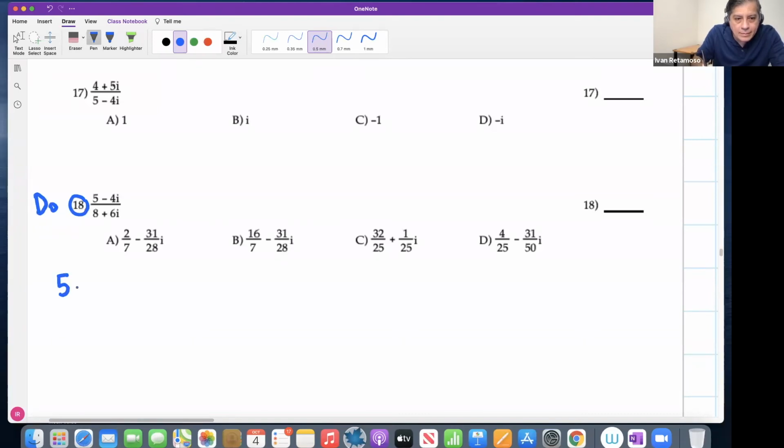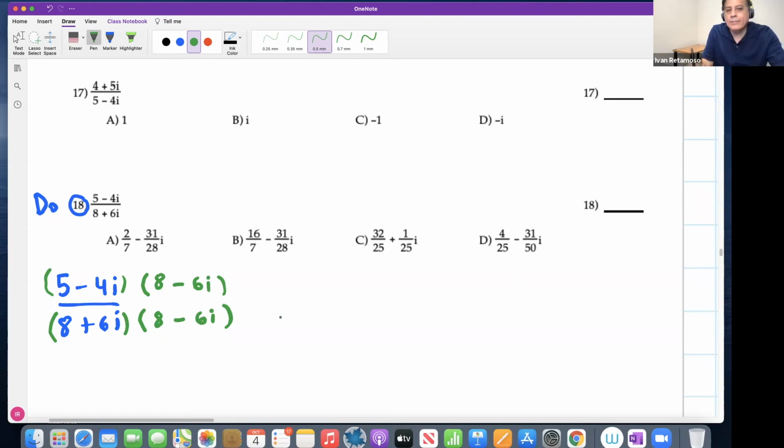I will write it here, bigger. 5 minus 4i over 8 plus 6i, right? And the hint is going to be: quickly see the denominator, identify it, and then multiply both numerator and denominator by the complex conjugate of the denominator, which is this, right? So this is what you gotta do. This will allow you to get the answer for this division of complex numbers. So go ahead and try.